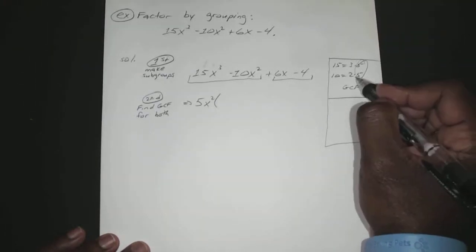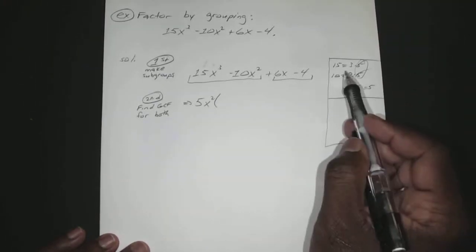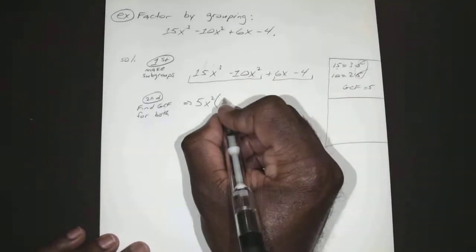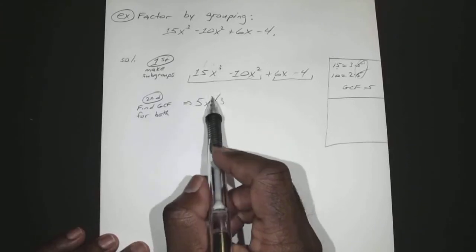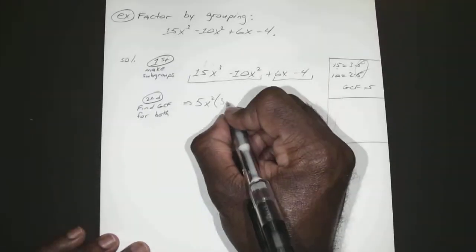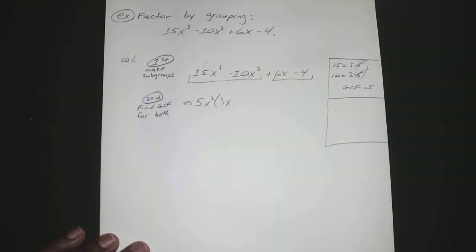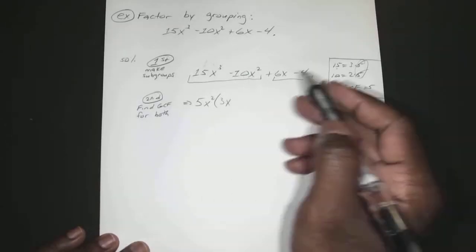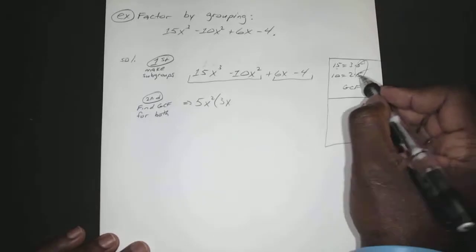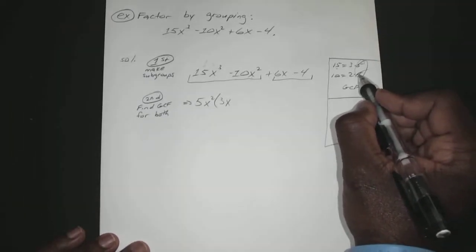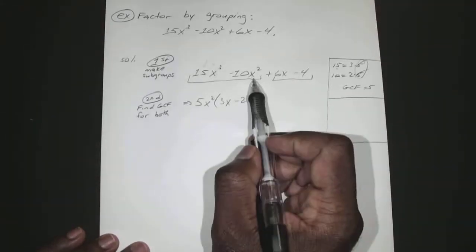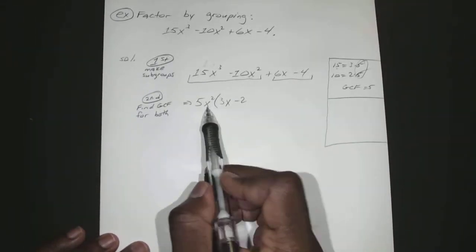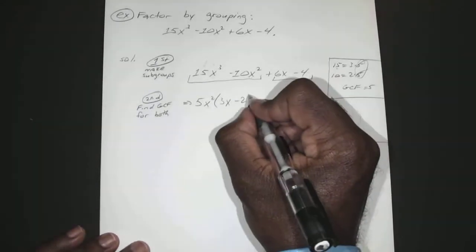Okay, so if you crossed out your 5, the 15 is replaced with 3, the only thing left. And if you have x to the third and you factor out x squared, that just leaves x to the first, or just x. Okay, same thing with the 10. If you factored out the 5, you can go ahead and cross that out. That leaves you with 2. You have x squared. You factored out the x squared, so you don't have an x variable there.